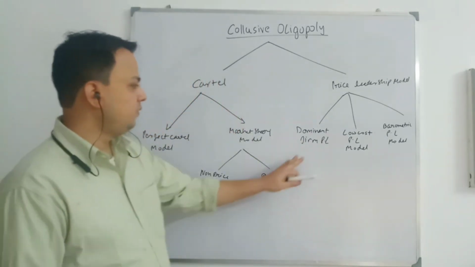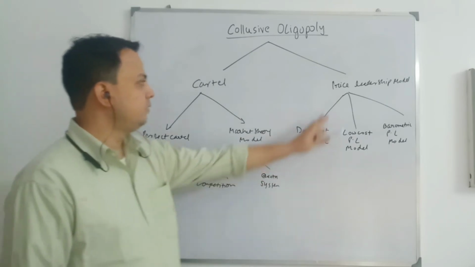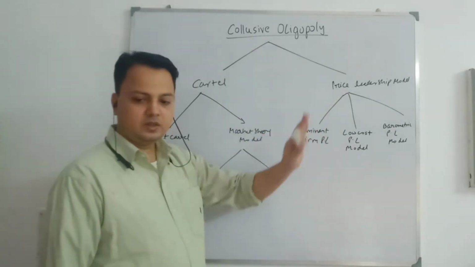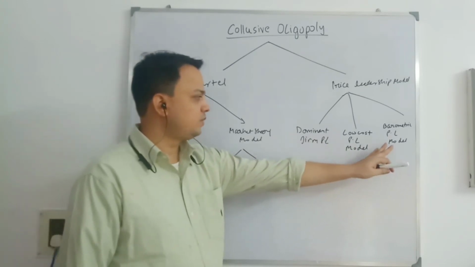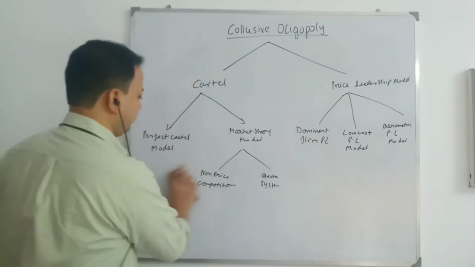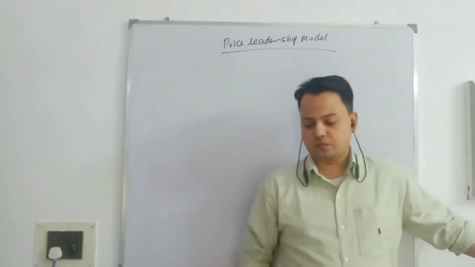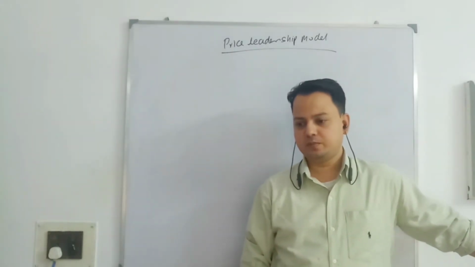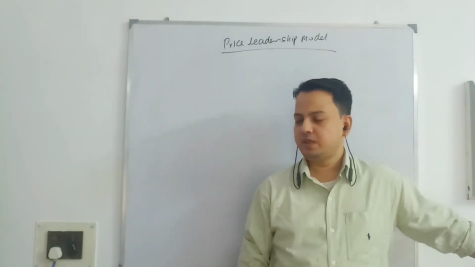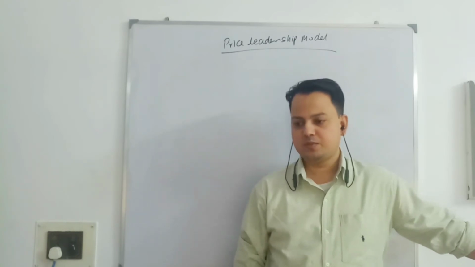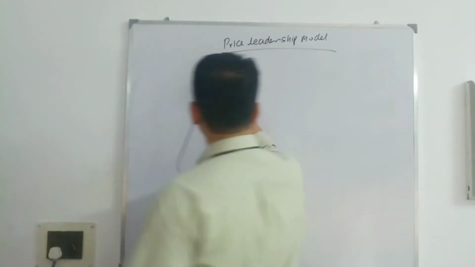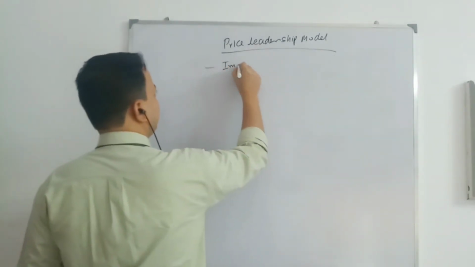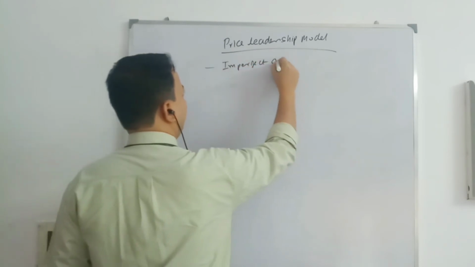So we will start with a little bit of introduction to the price leadership model. We will look at dominant firm price leadership, low cost firm price leadership, and the barometric price leadership model. This is chapter 1. When we are talking about the price leadership model, we will see that the collusion the firms have is of an imperfect form.